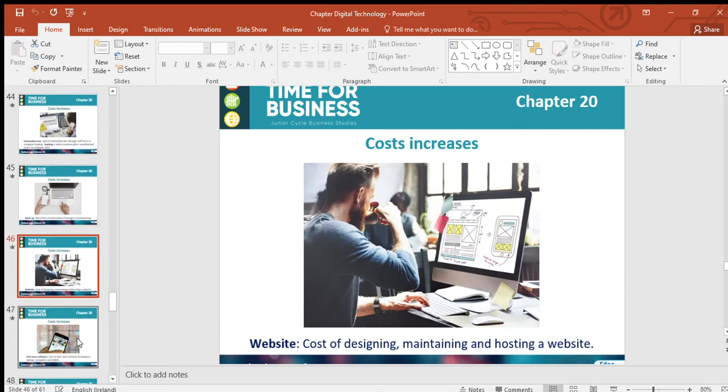Website. Designing, maintaining, and hosting a website is incredibly expensive. There's a lot of money. People spend thousands and thousands on websites and on setting them up, on paying for different domains, the www.Argus.com, the actual domain itself. Paying for Argus.com is quite expensive.